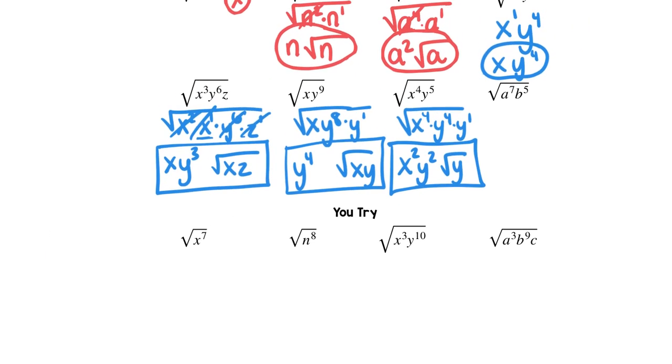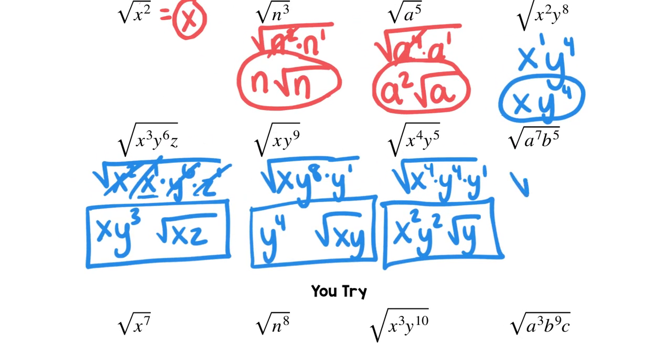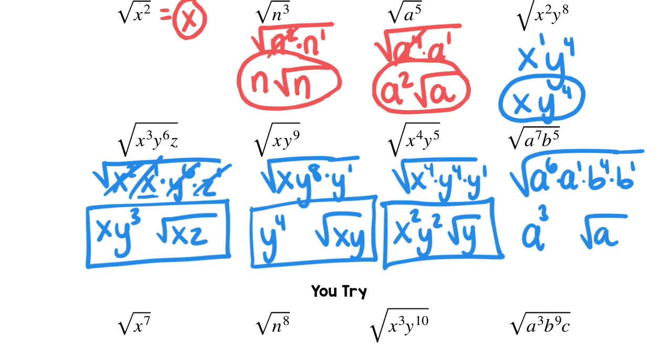The next one is a to the 7th, b to the 5th. So break the 7 into 6 and 1. Break the b into b to the 4th and b to the 1st. So 4 and 1. The square root of a to the 6th is a to the 3rd. It comes out. That a needs to stay under the root because it's a to the 1st. The 1 is too small. It's not divisible by 2. It's got to stay under there. Square root of b to the 4th is b squared. It comes out. And then that b stays under the root.